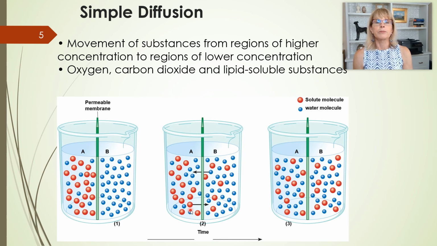So, simple diffusion. I would like to make sure that you know the definitions of diffusion and osmosis, okay? They're slightly different. We'll get to osmosis. Simple diffusion is the movement of substances. Why do I say substances? Well, books say substances so that we don't have to keep saying atoms, ions, or molecules, right? So, substances, from regions of higher concentration of those substances to regions of lower concentration of those substances, okay?